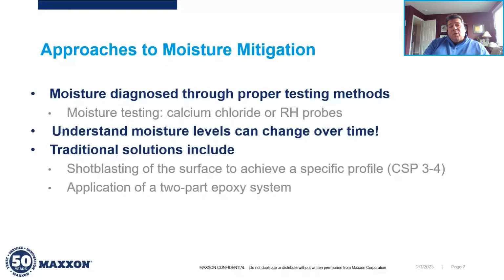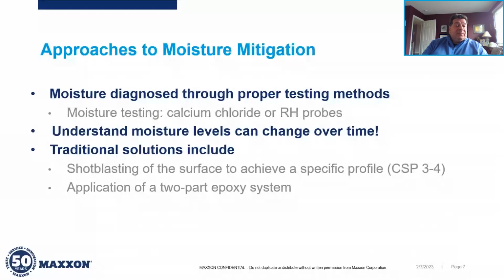So moisture levels can change, and we need to recognize that, because anything that's on or below grade should be mitigated. That's really the message we're trying to say here. So when in doubt, it should be automatically assumed that some sort of moisture treatment should be applied to that slab.